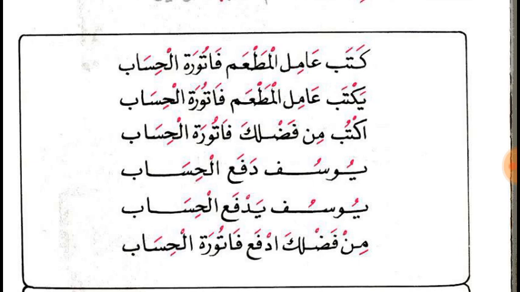The waiter, amil al-matam. Waiter is writing. Writing, wrong. Look at kataba. What is kataba? Which tense? Reading is mudari. What is the tense of kataba? Kataba, sir, I think it's past. Kataba is past tense. Is it mazi? Kataba mazi. Yes, sir. Past. Kataba amil al-matam faturat al-hisab. Waiter wrote the bill. Yes. Waiter wrote the invoice of bill.